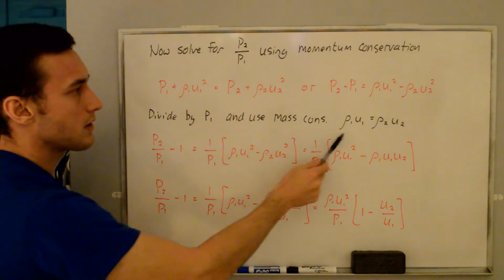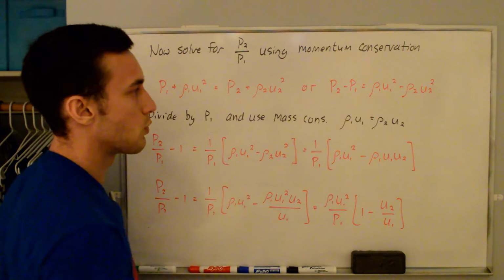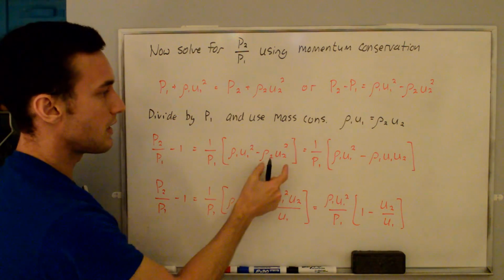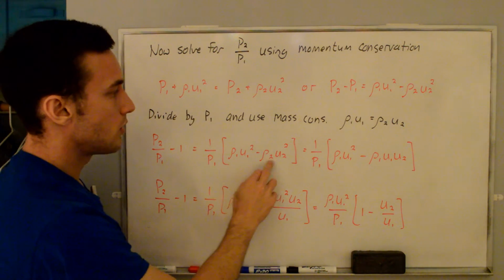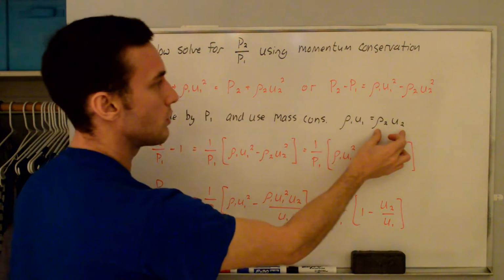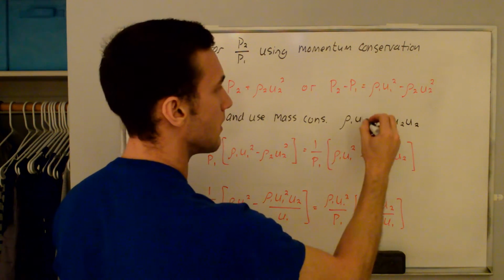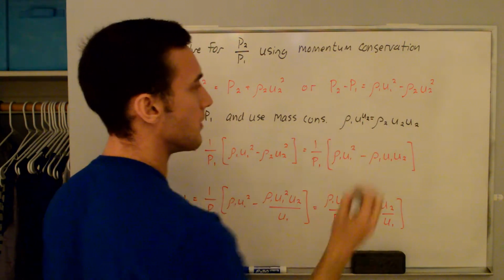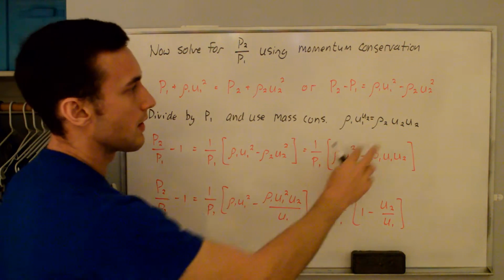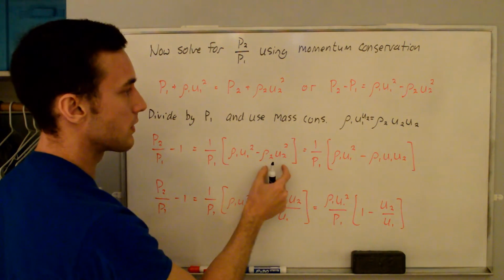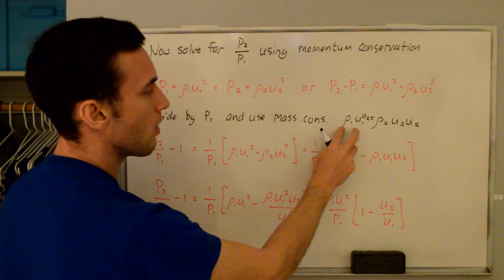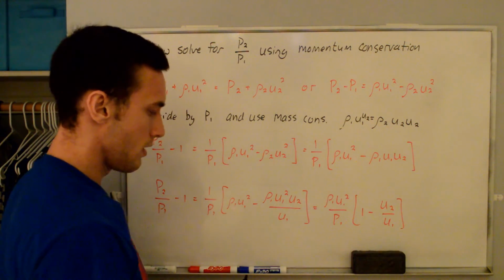We're going to use mass conservation as rho 1 u1 equal rho 2 u2. You can see that we can replace this term here where we have rho 2 u2 squared. If I take rho 2 u2 and multiply by another u2 here, then I have to multiply by another u2 on this side as well. And so we end up getting that rho 2 u2 squared, this term here, is just equal to rho 1 u1 u2, and that's what I have right here.